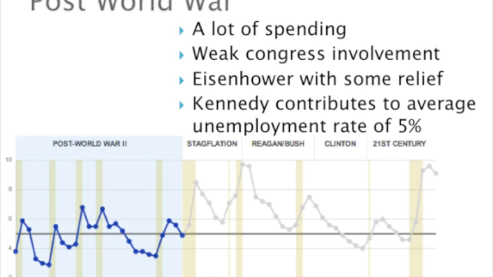President Kennedy was then able to expand Social Security and unemployment benefits, as well as cutting taxes. During this period, the average unemployment rate was 5%.